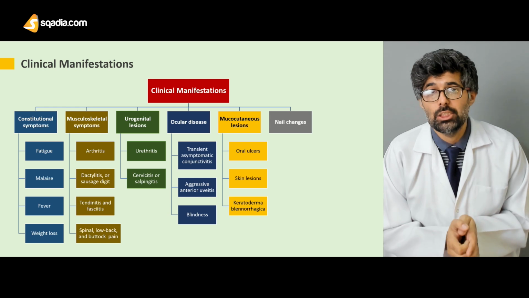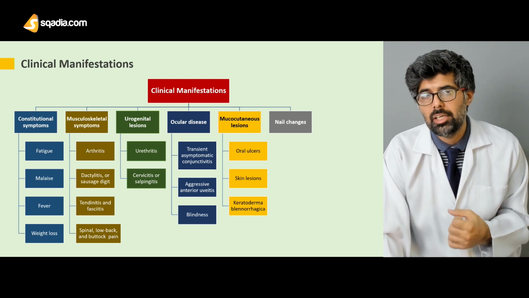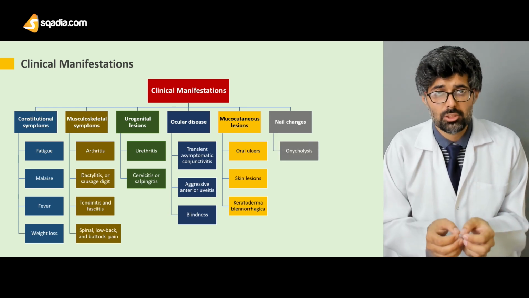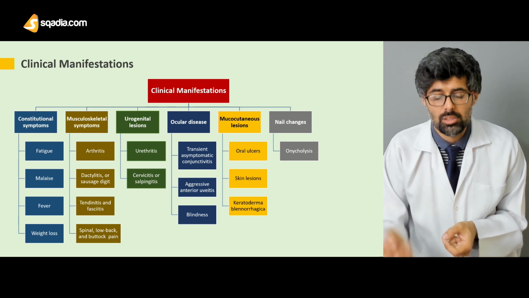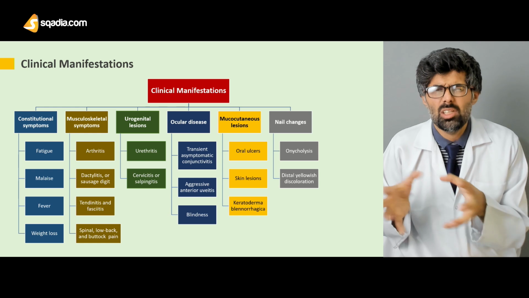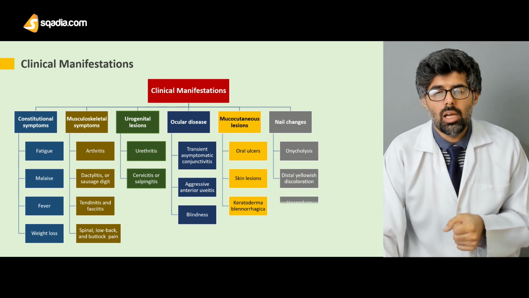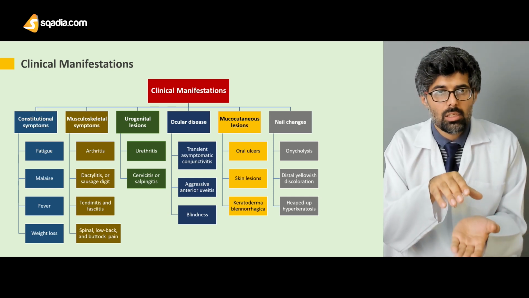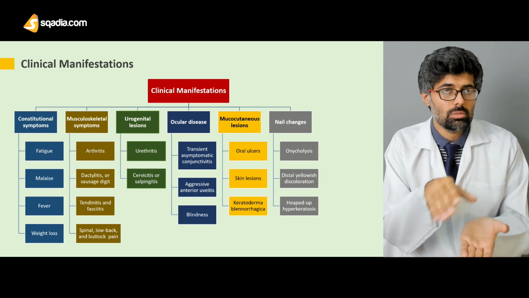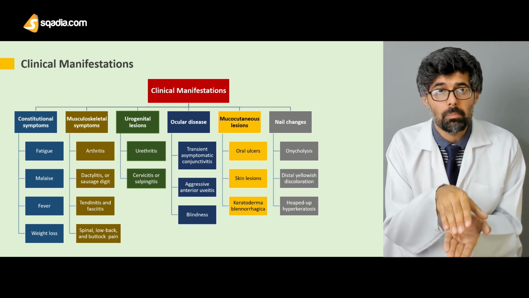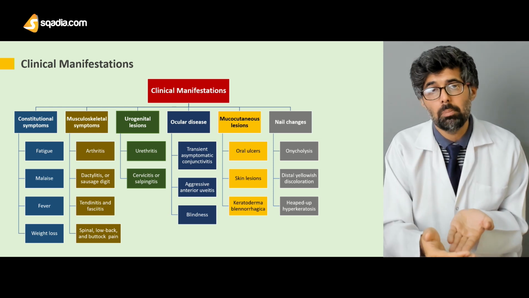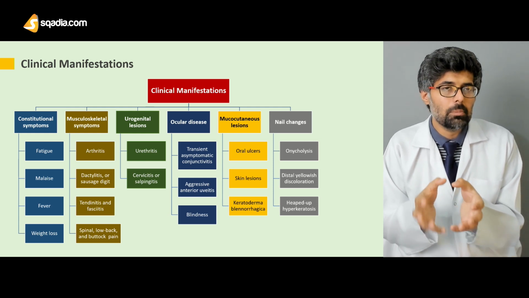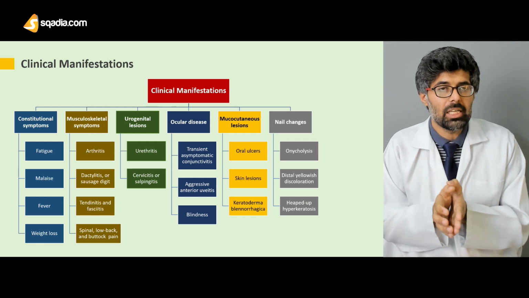Next are the nail changes. Nail changes in reactive arthritis can result in onycholysis, that is destruction of the tissue of the nails. It can result in distal yellowish discoloration, and it can result in heaped up hyperkeratosis. That is, the nail bed starts to produce nails that have more thickness to them. And as they grow off the nail bed, their thickness starts to increase even further, resulting in a very typical appearance of a hammer-like nail.